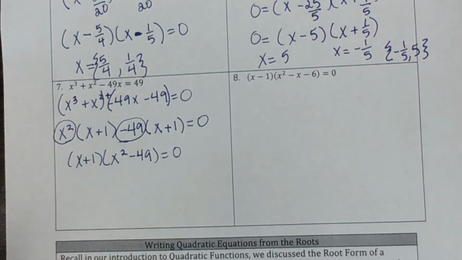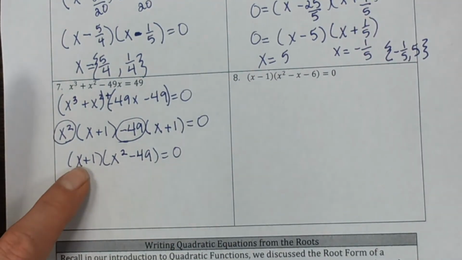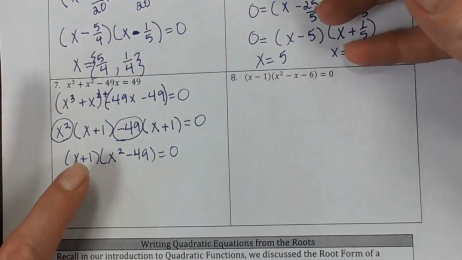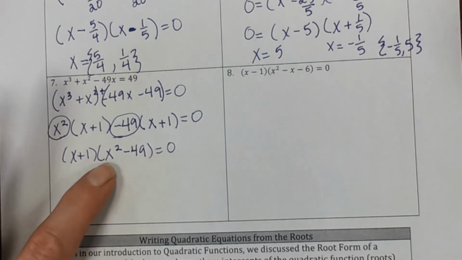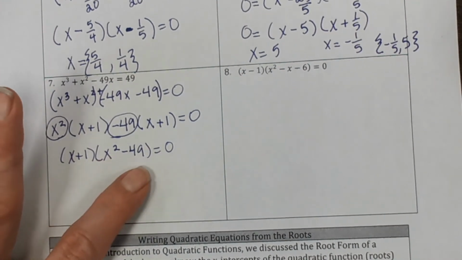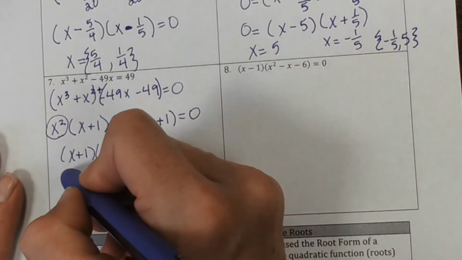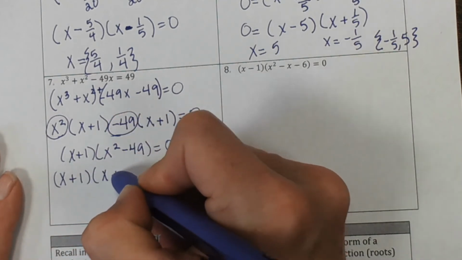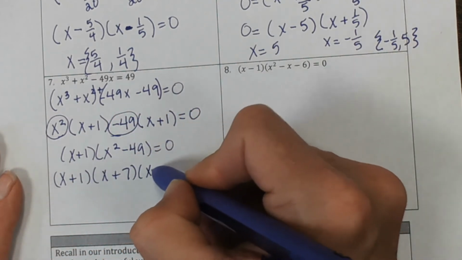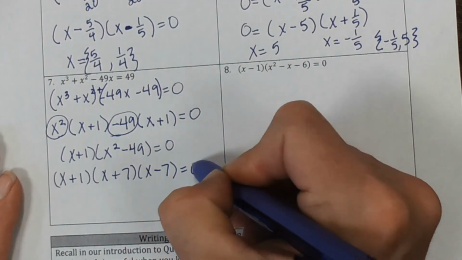Now we want to check, am I completely factored? We'll have an x plus 1, nothing factors there, but then I notice I have an x squared minus 49. That's a perfect square minus a perfect square. So I've got to go one more step and do my difference of squares. So that becomes x plus 7, x minus 7 is equal to 0.